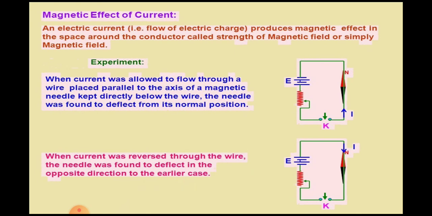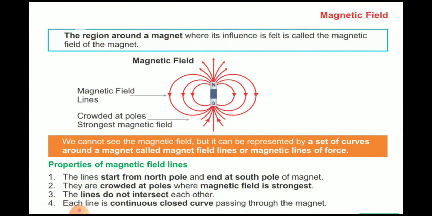Now, magnetic effect of current. Whenever there is flow of current, a magnetic field will be produced. And whenever there is a magnetic field, you can produce induced current due to change of magnetic flux. This is the orientation of the magnetic field. Magnetic field lines never intersect each other.